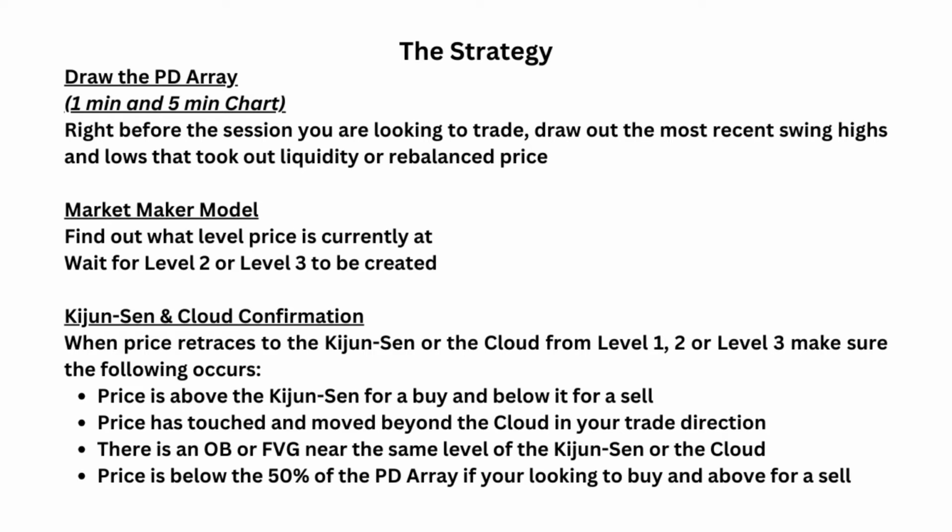The Kijun-Sen and cloud confirmation. When price retraces to the Kijun-Sen or the cloud from level 1, 2, or 3, make sure the following occurs. Price is above the Kijun-Sen for a buy and below it for a sell. Price has touched and moved beyond the cloud in your trade direction. There is an order block or fair value gap near the same level of the Kijun-Sen or the cloud. Price is below the 50% of the premium discount array if you are looking to buy, and above for a sell. Let's take a look at some examples.